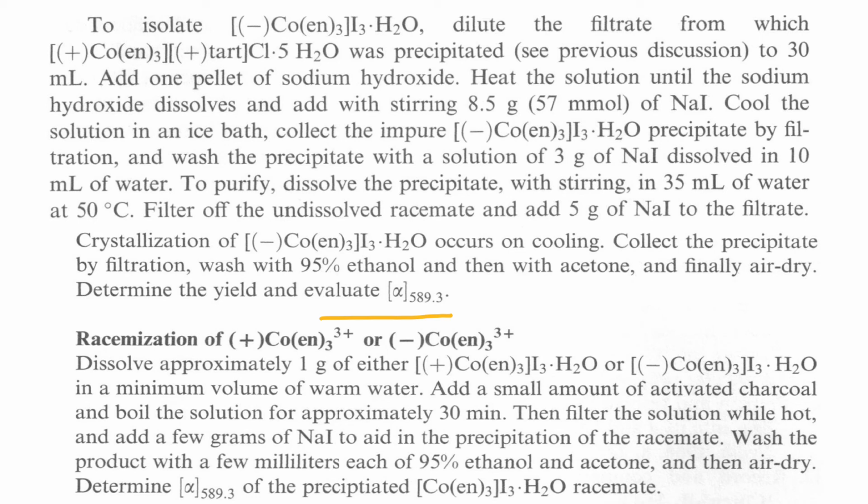You take 1 gram of your sample, whether the plus or the minus, either or, and add a small amount of charcoal as a catalyst and boil the solution for 30 minutes, then filter while hot and add a few grams of sodium iodide for the precipitation of the racemate mixture. Wash, always wash with ethanol. You will get the racemic mixture and you record the optical rotation.